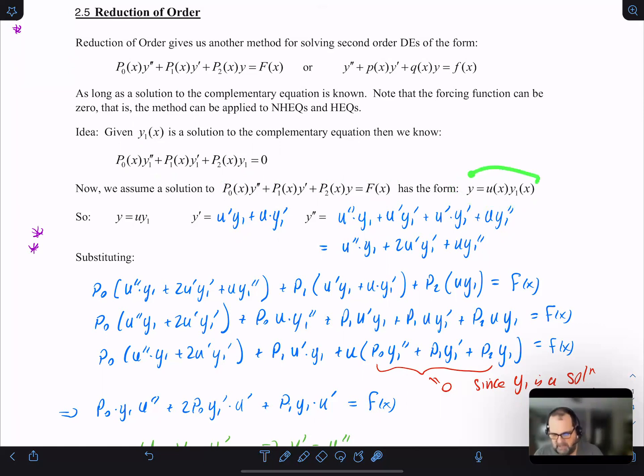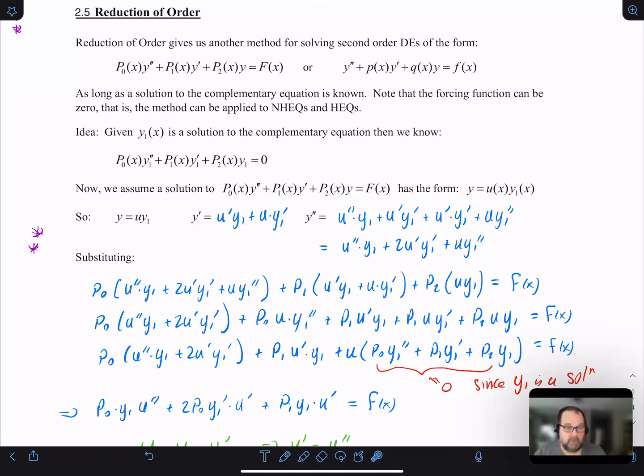So this is kind of where this method starts. We have an assumption that we have an unknown u of x times y1 of x, and our goal is to figure out what u of x must be to make this work. For brevity, and just so it's not so tedious to write the whole thing out, we will write that our substitution is y equals u y1. But remember that both u and y1 are functions of x, or functions of the independent variable.